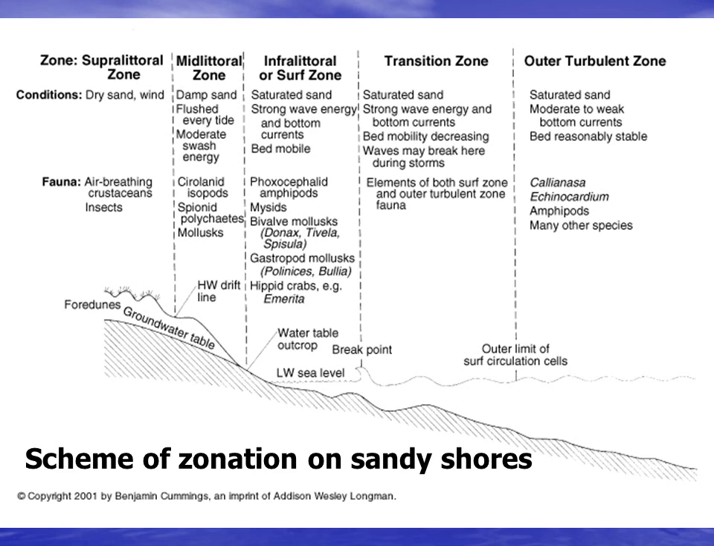So, a lot of people go to the beach, they don't really see this as something that's alive and it's a very dynamic habitat. But when you take a cross-section of it and you compare the outer turbulent zone all the way through the superlittoral zone, you can see there's a lot of organisms present at the beach every time you go.